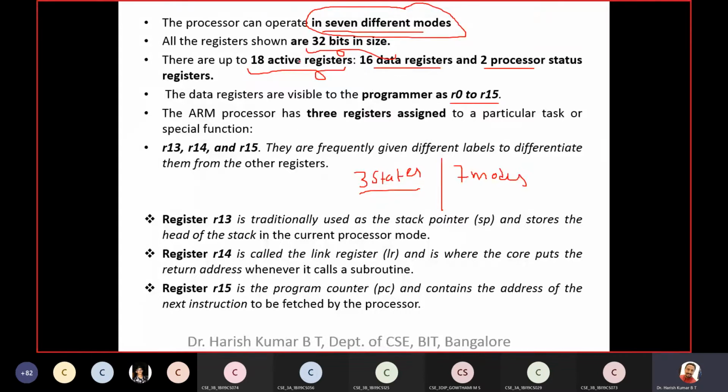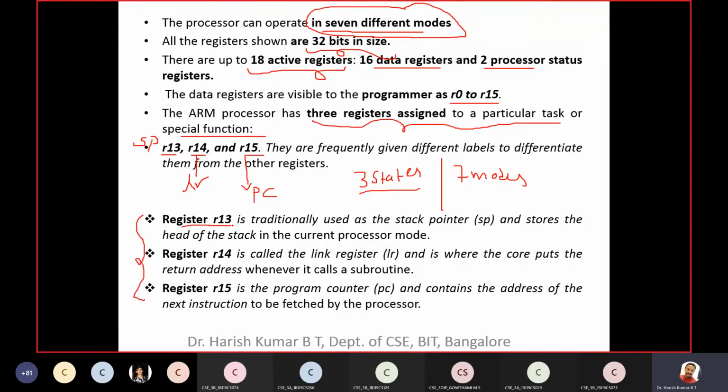In these visible registers, R0 to R15, 3 registers are assigned to a particular task or special function. What are those registers? R13, R14, and R15. R13 acts as SP, the stack pointer, R14 acts as LR, the link register, and R15 acts as PC. These 3 registers have special meaning, and the same thing is mentioned here also.